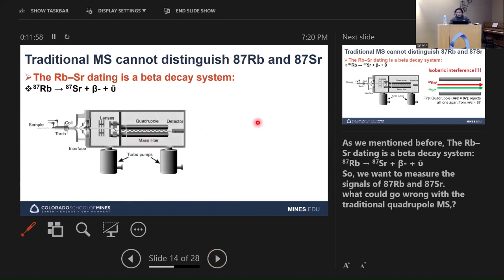As we mentioned before, rubidium strontium dating is a beta decay system. Rubidium 87 will decay to strontium 87. So if we want to date using the rubidium strontium dating method, we need to measure the signal of rubidium 87 and strontium 87. I want you to think about, if we want to measure the signal of these two, what will happen with the traditional mass spectrometry?